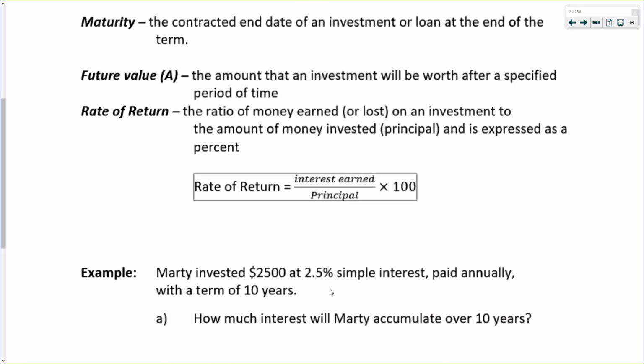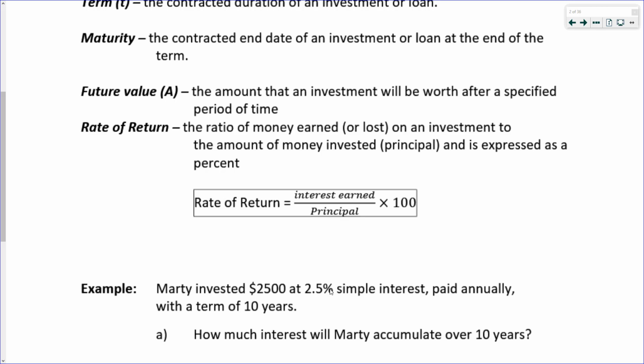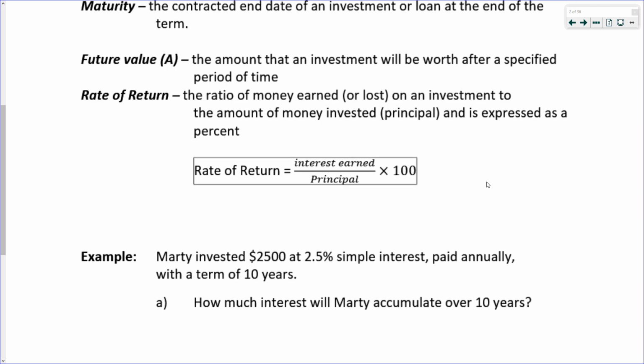A couple other things is the rate of return. That's the ratio of money earned or lost on an investment to the amount of money invested, which is the principal, and is expressed as a percent. So the formula is the rate of return is equal to the interest you earned, or I, over the principal, or P, times 100. So what does that actually look like?